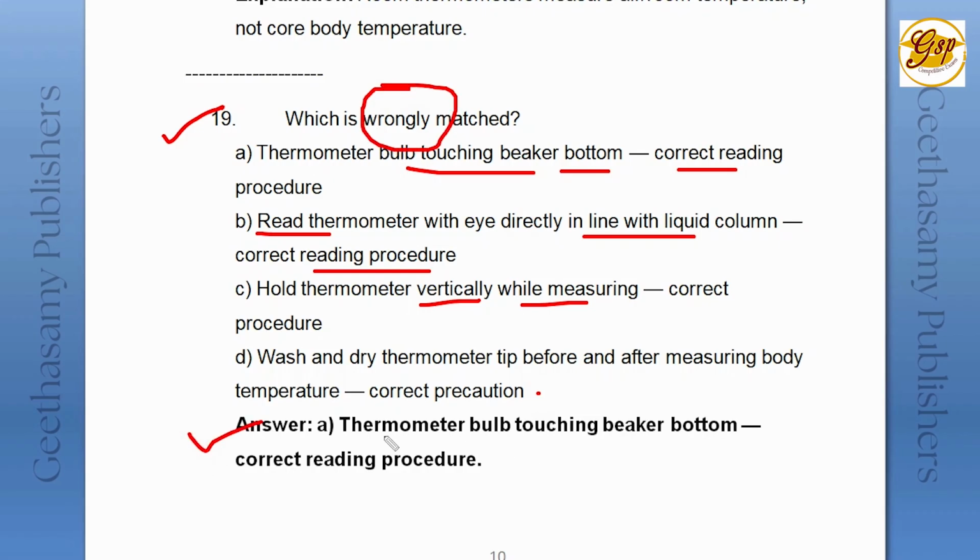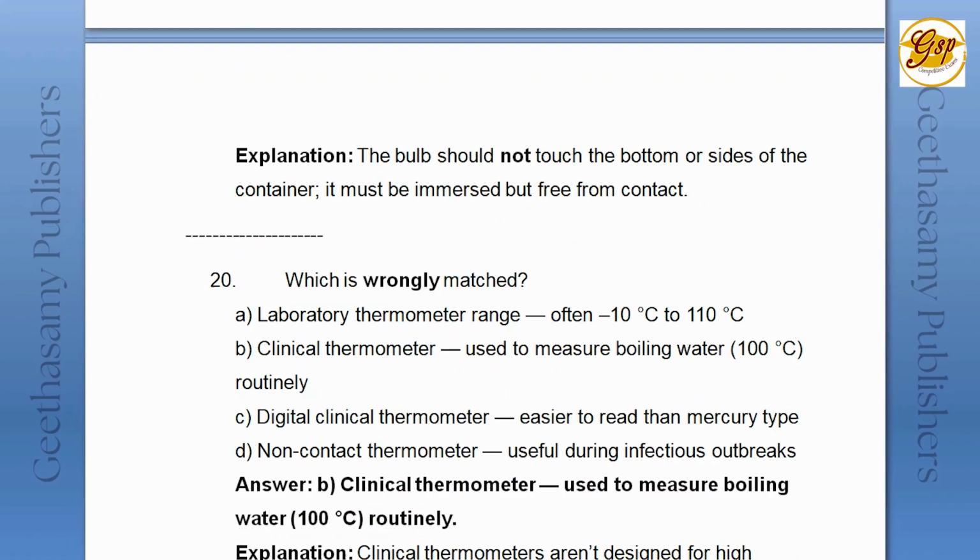So A, thermometer bulb touching beaker bottom, is given as correct procedure. It should not touch. All others are correct. So the explanation is the bulb should not touch the bottom or the sides of the container. It must be immersed but free from contact.